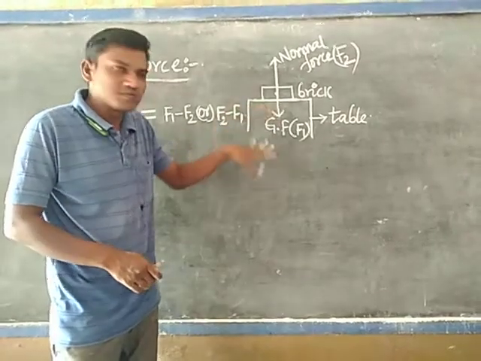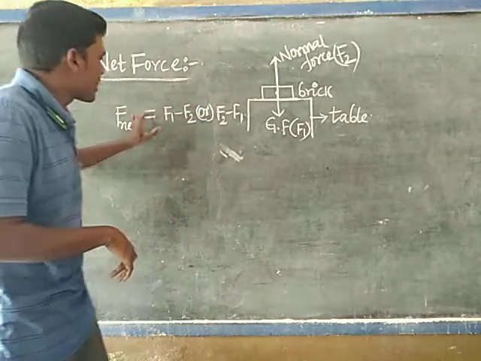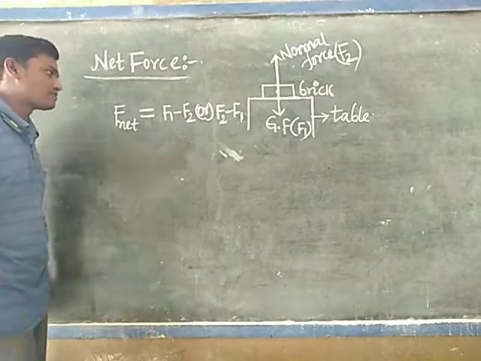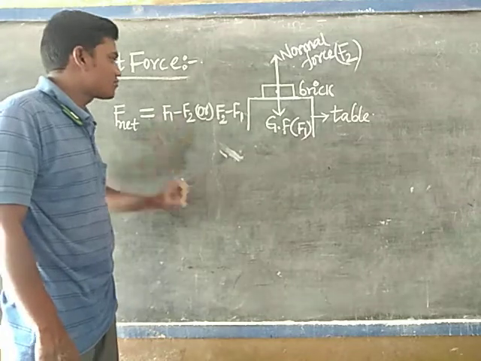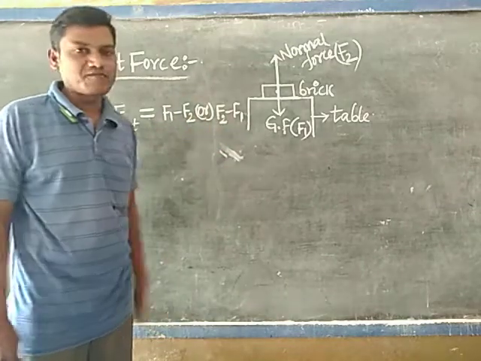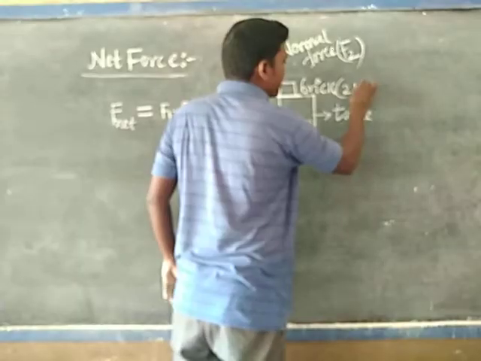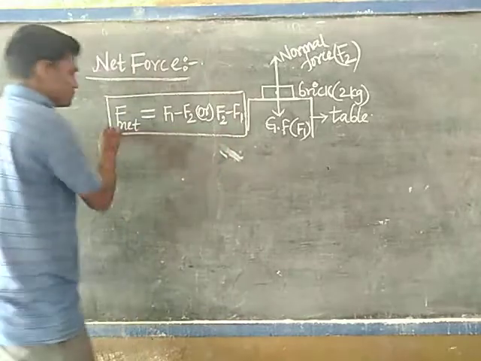Otherwise, if one force is more and another force is less, the one with the more force you write first, and the next one second. You can keep that in your mind. That's why F net is equal to F1 minus F2 or F2 minus F1. Here, how many kilograms of brick have we taken? 2 kg. This is the main formula for net force.